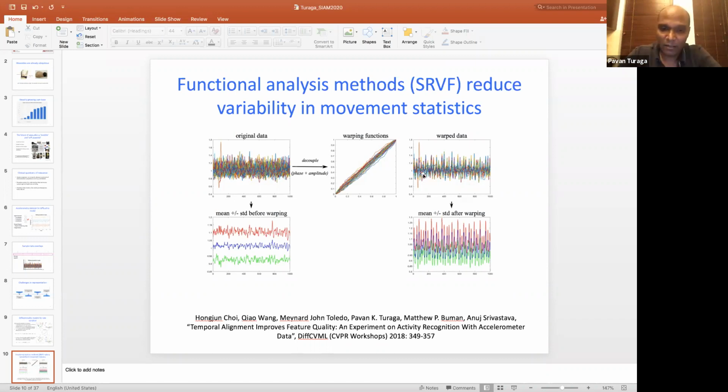In this paper that we're citing at the bottom, what we showed was, if you used SRVF methods to estimate a template per class, and if you use those templates to factor out this time warp before any classification occurred, we find that classification performance improves, the variability of the computed features reduces, and in general, we see this trend across many different conditions and many different activity classes.